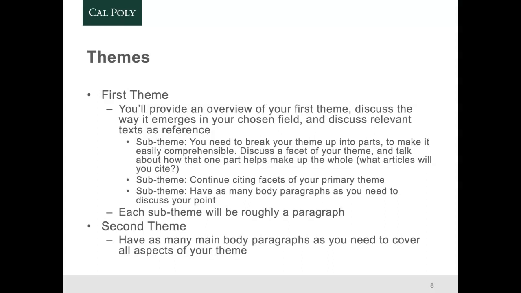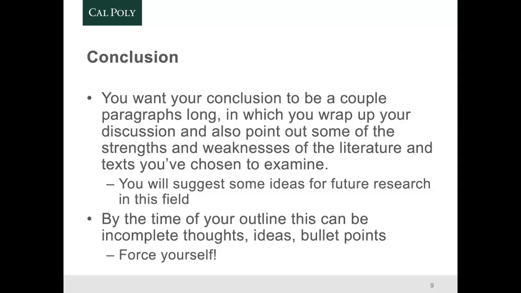You should have at least 2 themes. It's possible you might need 3, but typically students for this literature review assignment have about 2. So remember, you have your introduction, and you've got the main body of your paper where you've got those themes and you're talking about those different sub-themes and citing those different papers, at least 10. You're going to finish with your conclusion section. You want this to be at least a few paragraphs long, and you want to wrap up your discussion and think about the strengths and the weaknesses of the literature and the text you chose to examine.